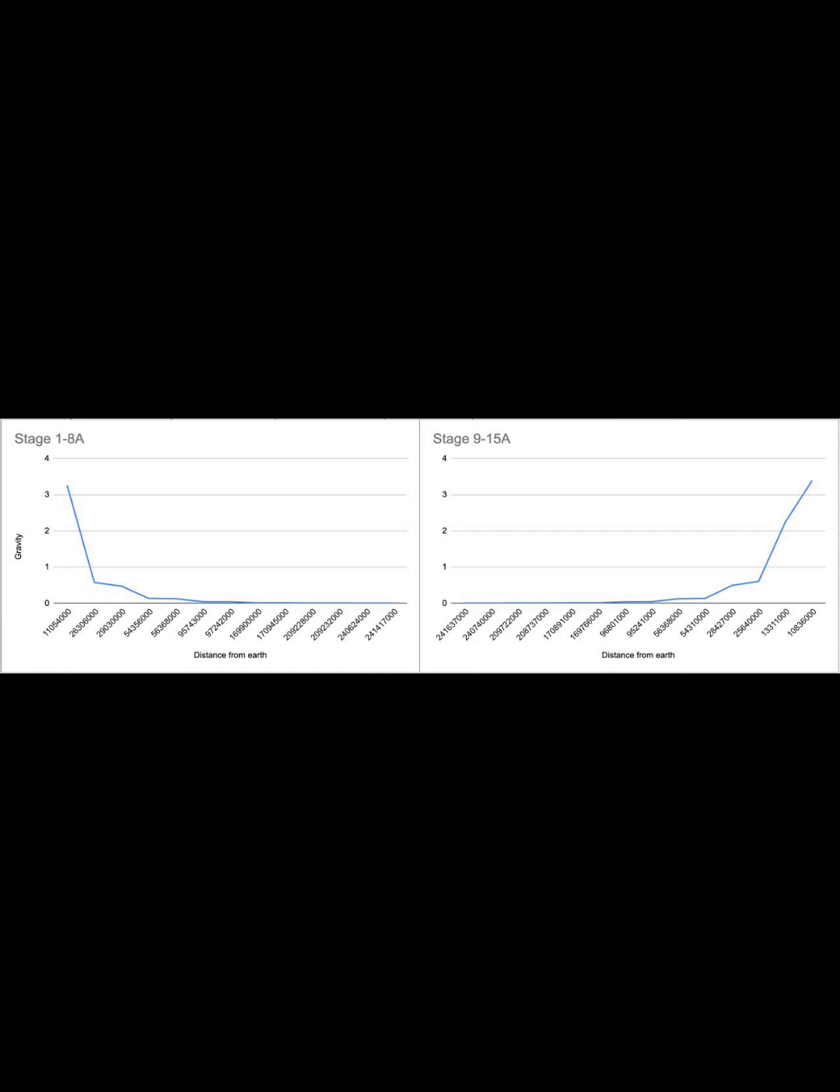After stage 8a, there is a change in the trend of gravitational force, and it gradually increases from stage 9 to stage 15a. This shift in trend suggests that as the rocket gets closer to the moon, the moon's gravitational force starts to influence the rocket's trajectory. As the rocket moves towards the moon, the gravitational force exerted by the moon becomes more significant compared to the weakening gravitational force from the Earth.